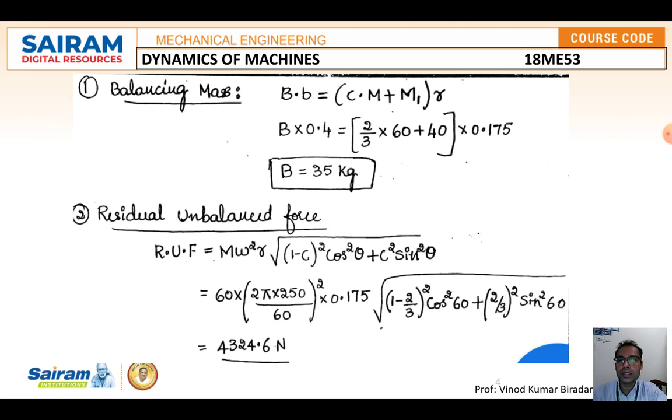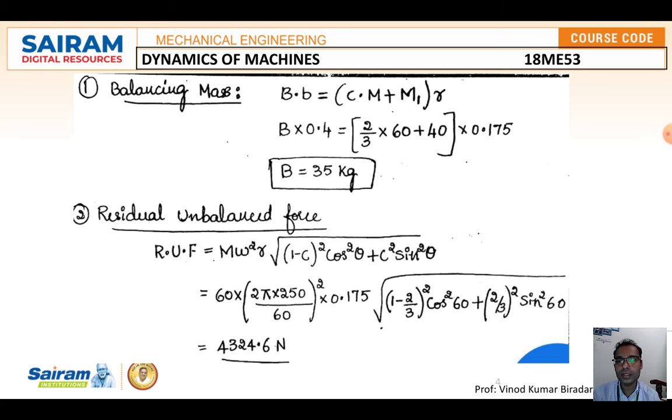So here the balancing mass is equal to what? m_B, that is the balancing mass, is equal to (c·m + m1)·r divided by b. So m_B is equal to (2/3 × 60 + 40) × 0.175 divided by 0.4, where 0.4 is the radius. You are going to get the balancing mass m_B equal to 35 kg.